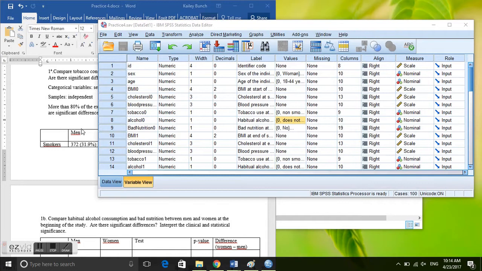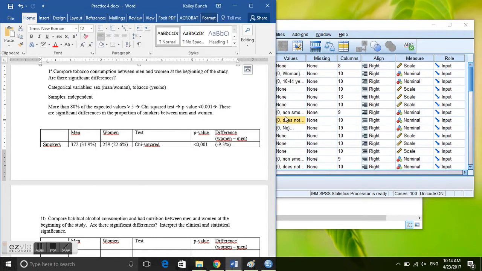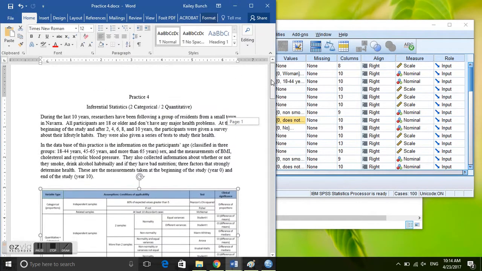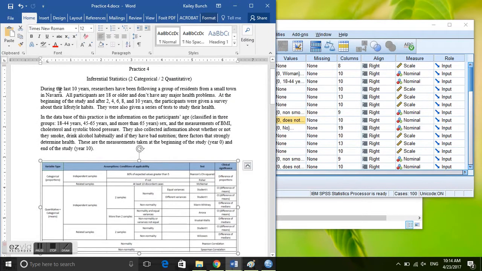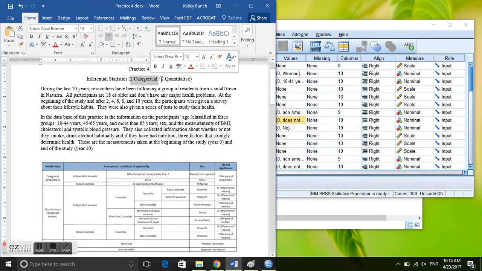Hello everyone, we are in practice 4 of Epidemiology and Statistics. Please read these two paragraphs to understand the study that we are going to be working in. And today's class is learning how to analyze two categorical variables or two quantitative variables.